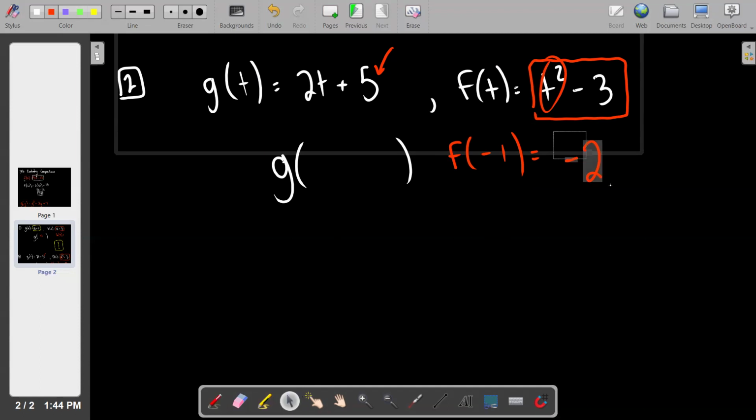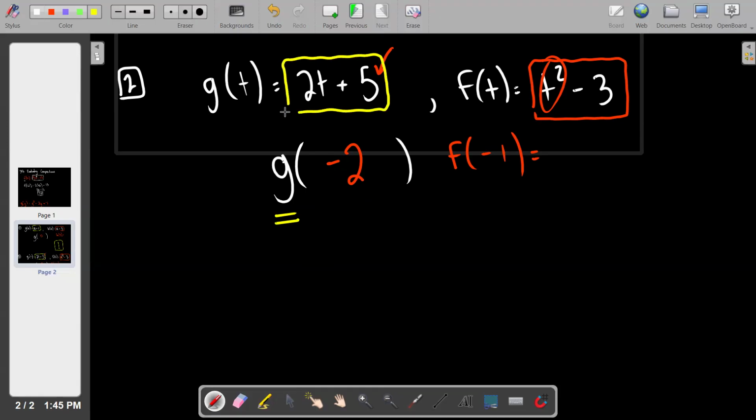That becomes the food for the second half. Since the second half calls for g of blah, blah, blah, I go to the function whose name is g, and I plug in the new food. I'm not showing a lot of work up here because I don't feel I need to. Could I? Yeah. Put -2 where the purple arrow is pointing. What's 2 times -2? What's -4 plus 5? 1.